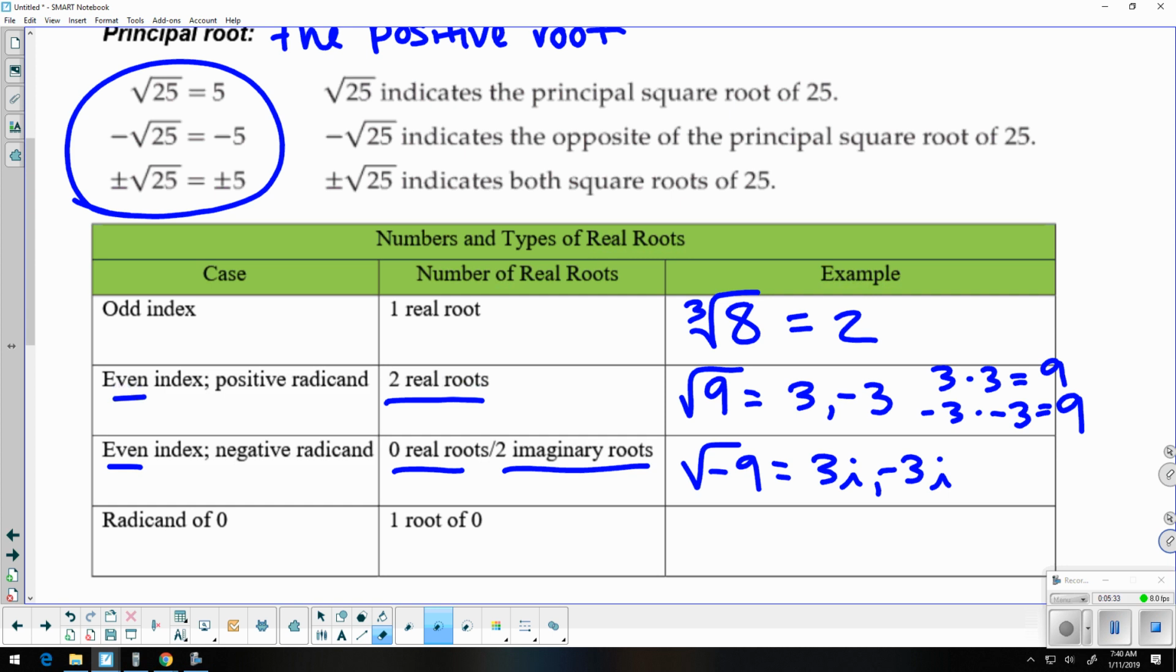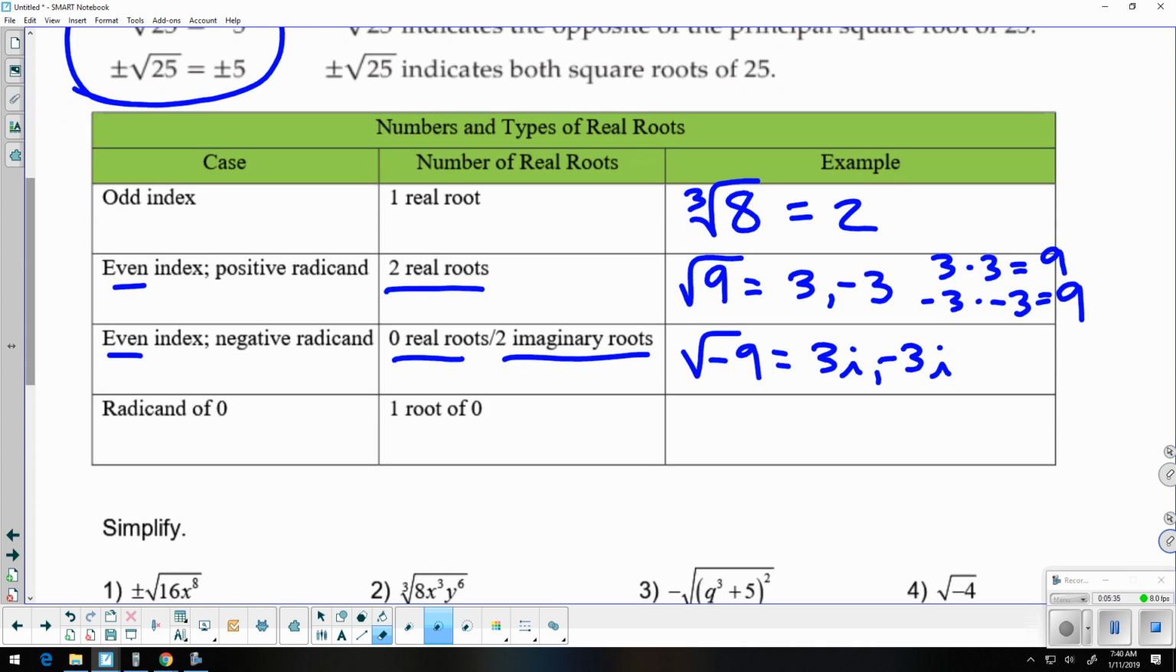Okay, the last one, if you have a radicand of 0, it's always going to be 0. So it doesn't even matter what the index is. If the radicand is 0, there's only going to be one root, and the answer is going to be 0. So square root of 0, it's obviously 0. Cubic root of 0, it's going to be 0. Fourth root of 0. Like I said, it doesn't matter what the index is. If the radicand is 0, the root is always going to be 0, no matter what.